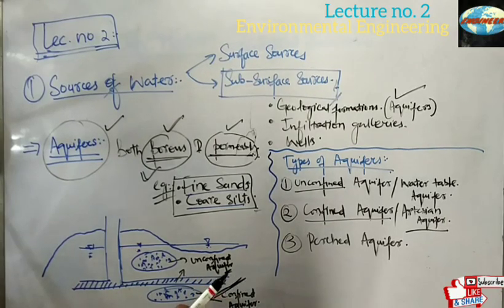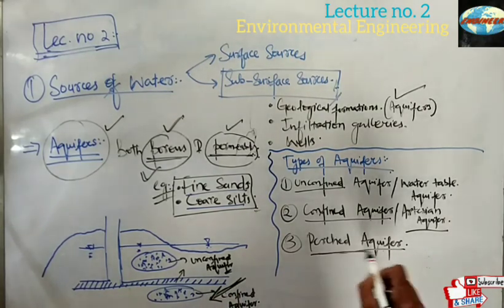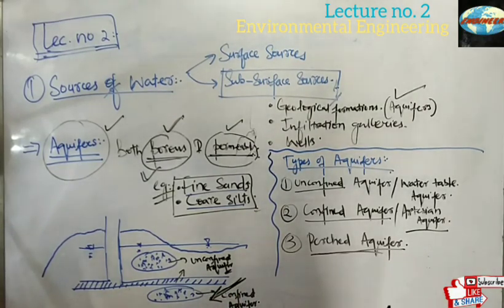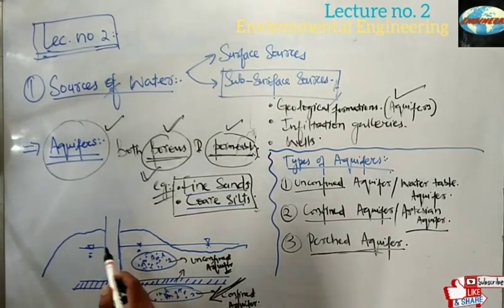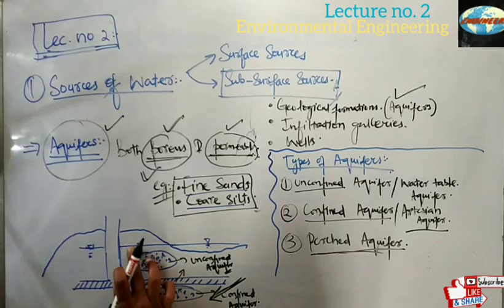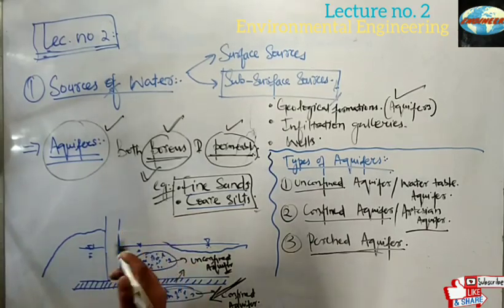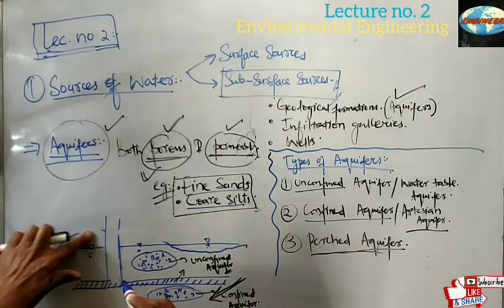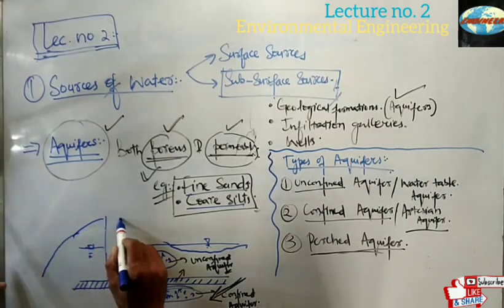Now what about perched aquifer? As I have mentioned over here, in some cases you may find a perched aquifer. For example, if you have a strata over here, this is the water table, the original water table. If I draw it somewhat like this, for example, my strata is like this.